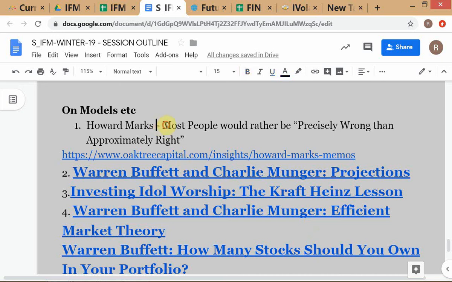So this quote from Howard Marks is actually brilliant. Howard Marks, I've told you guys to read the memos. I've given you the link also. All you guys, Mr. Credit Analyst, where's he gone? He's gone out. Everybody's out.